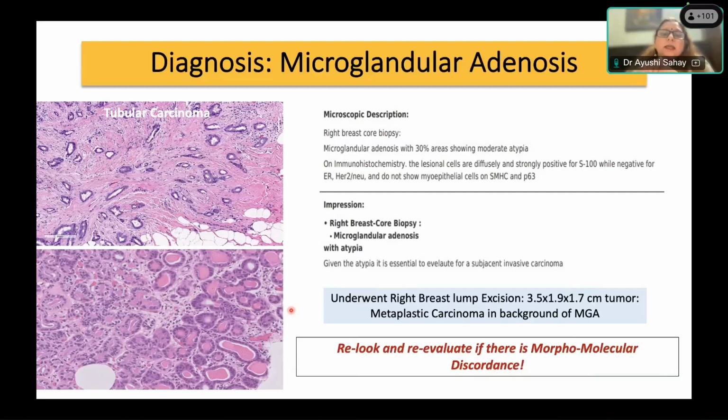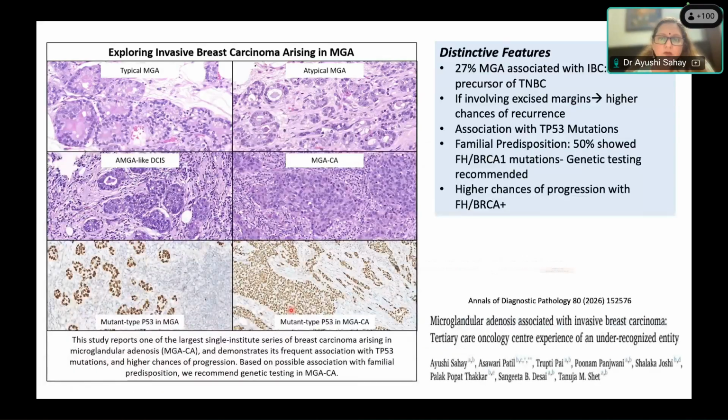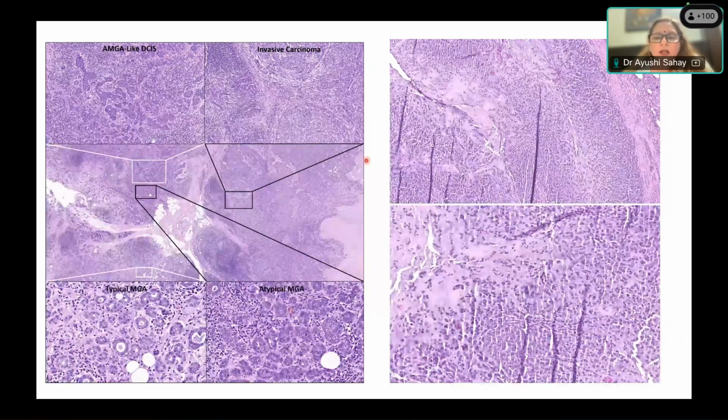And now the importance being that in a core needle biopsy, if you are giving a diagnosis of microglandular adenosis, you have to remember that most of the microglandular adenosis actually forms a precursor for developing invasive breast carcinoma, and then you have to advise that there is some amount of atypia, basically atypical microglandular adenosis also, and it is important to look for the subjacent invasive carcinoma. So an excision of the entire lesion is advised to look for invasion. So yes, in this particular case, the patient did undergo a breast lump excision and it showed a metaplastic carcinoma which was present adjacent to microglandular adenosis.